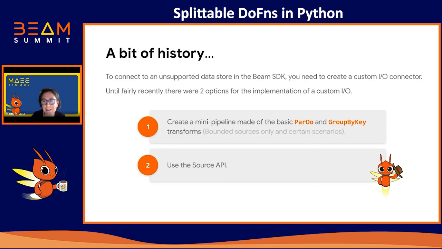Until fairly recently, we had two options to implement a custom I/O. For simple scenarios, mainly for bounded sources, we had the option to create mini pipelines, made of basic Apache Beam core transforms like the ParDo transform and the GroupByKey transform. And for more complex scenarios, we had the Source API.